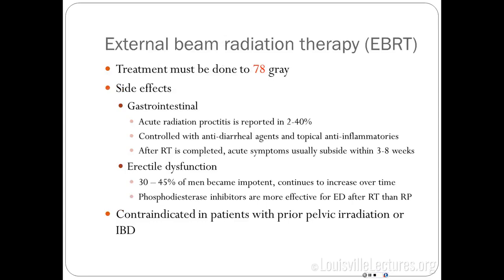So the next thing is external beam radiotherapy. It's crucial for treatment to be done to adequate doses. So in this case, it's 78 gray. And it also has, of course, its share of side effects. Radiation always does. It's mainly going to be gastrointestinal, so radiation proctitis. It generally resolves within 3 to 8 weeks. But also erectile dysfunction. Remember in prostatectomies we said it was about 70%? Well, in radiotherapy it's more along the lines of 40%, 30 to 45%.